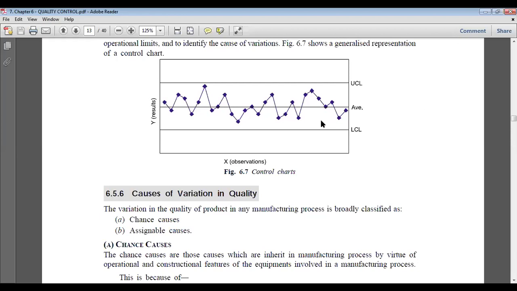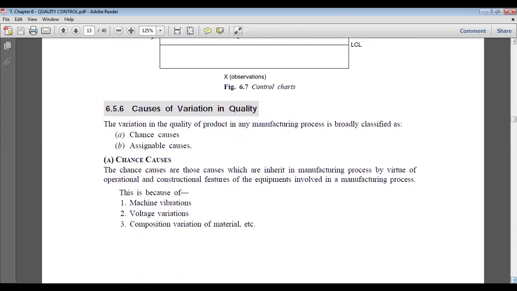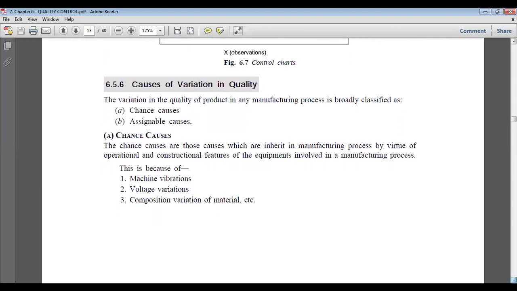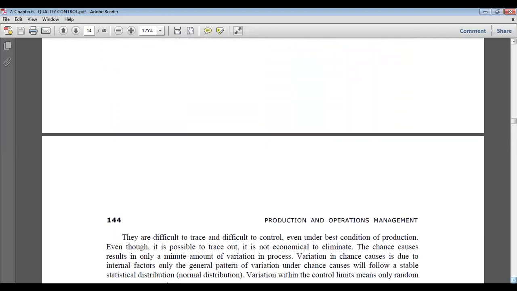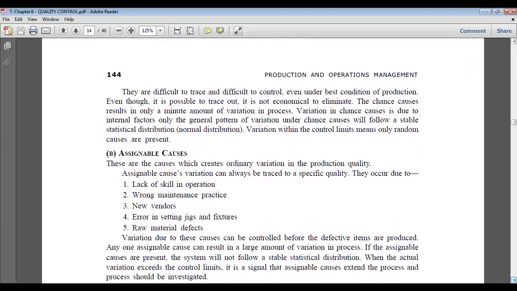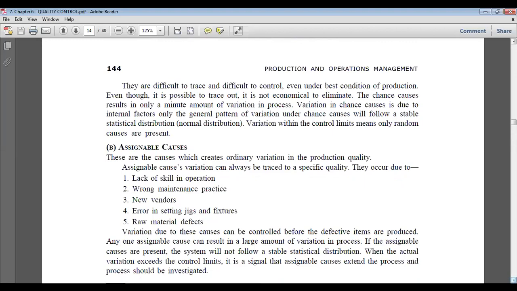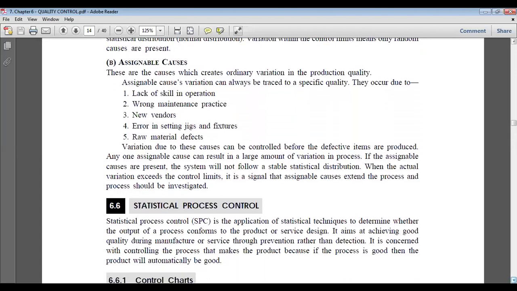Another aspect is that we have to check what are the causes that are giving so many changes to this plan. These could be chance causes and assignable causes. Chance causes are machine vibrations, voltage vibrations, and so on. And assignable causes are lack of skill in operation, wrong maintenance practice, new vendors, raw material defects, and errors in setting jigs and fixtures. So these were the assignable causes and non-assignable causes.